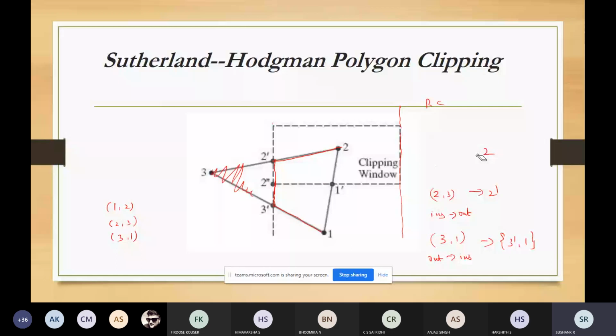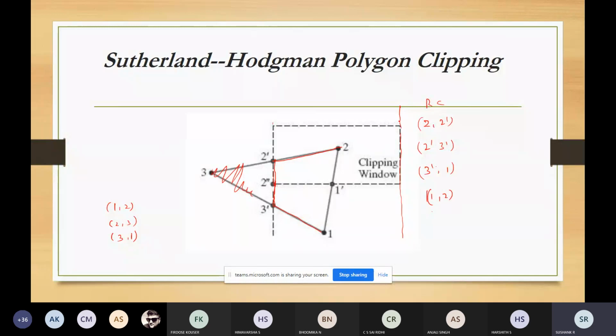Now we don't have vertex 3. Now we have 2 dash. The 2 double dash we have not processed yet, so we have got only 2 dash to 3 dash, and 3 dash to 1, and 1 to 2. Now we have 1 to 2.